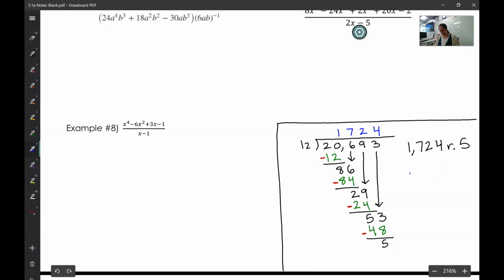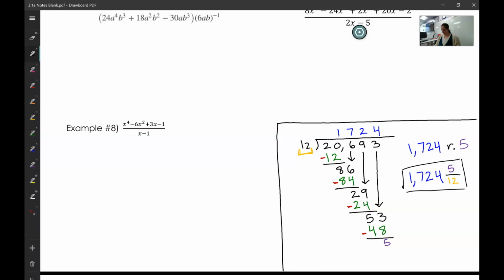1,724. Here, I'll color code this. But you write your remainder as a fraction, where the numerator of your fraction is your remainder, and your denominator is what you divided by. So that is another way of writing your answer. They're both valid, but this one right here is how we'll write our equation answers when they have remainders. So that's the one that's more applicable for today.